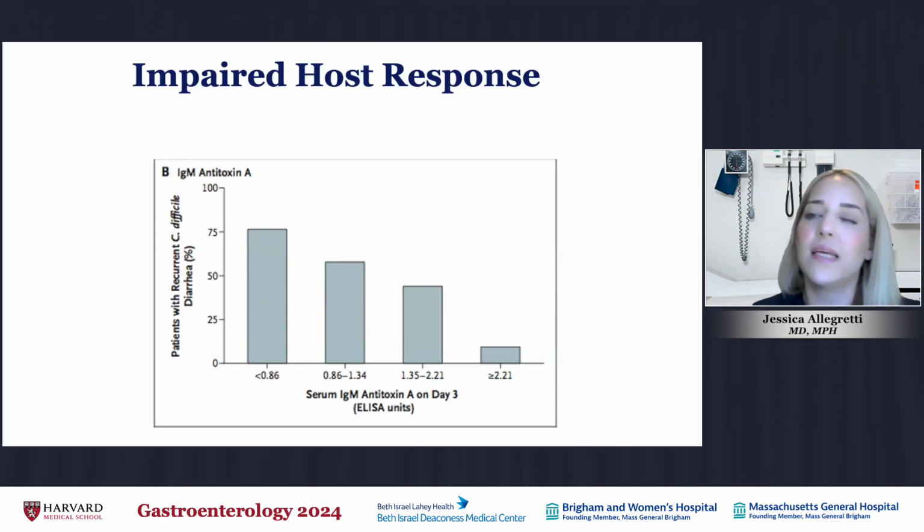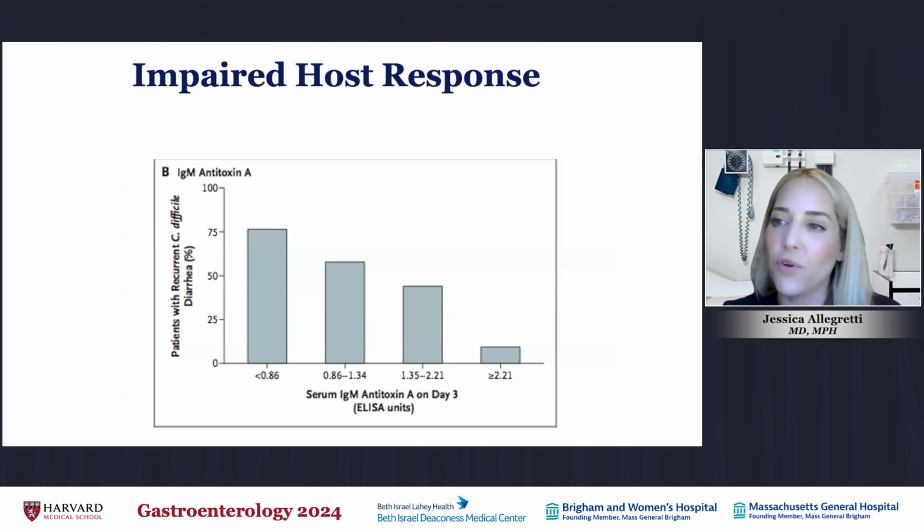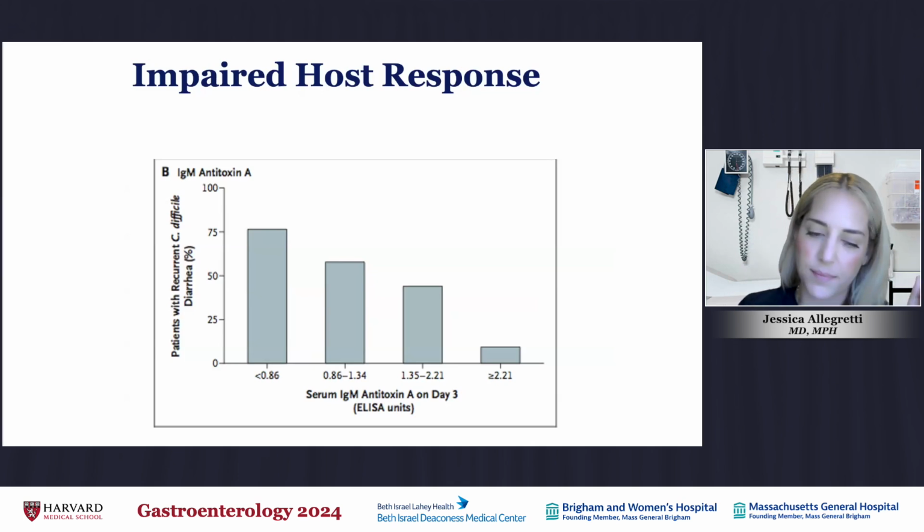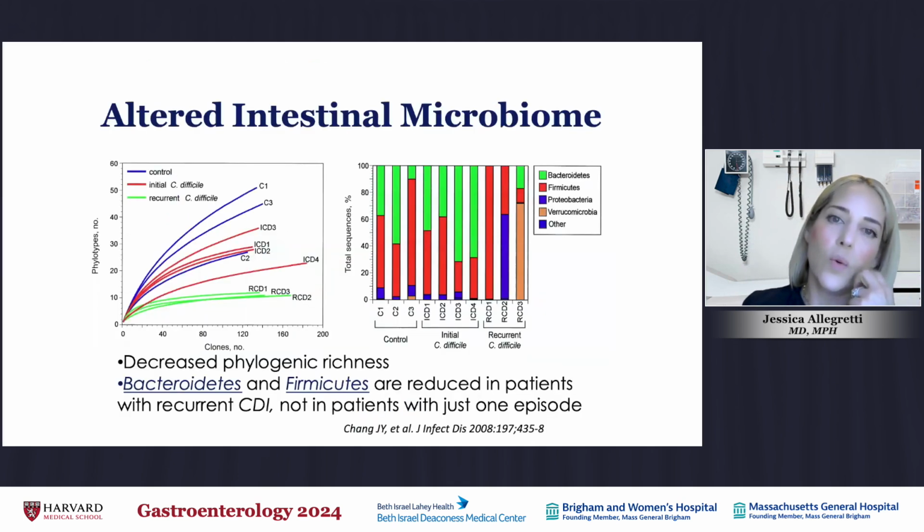And so seeing data like this, it's not surprising that several companies have attempted vaccine trials. However, none have been successful to date. We also know that an altered intestinal microbiome is really critical. And we know that you want a lot of phylogenetic richness. You want a lot of functional redundancy to your microbiome. And so you want to be up here in this upper right corner.